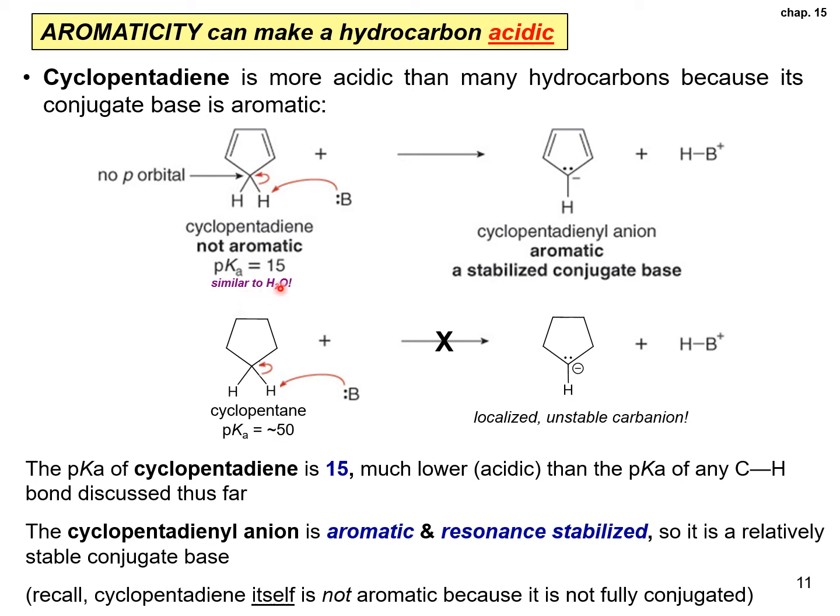But look at the pKa of cyclopentadiene. It's very low. It's almost like water, with a pKa of close to 16. Why is this hydrogen so easily removed? Why is this bond so weak? The reason is that when you break this bond, these two electrons will reside on this carbon. It goes from being sp3 hybridized to sp2 hybridized, and these two electrons can enter into the conjugated system, making an aromatic cyclopentadienyl anion. So that's a driving force for breaking this CH bond.